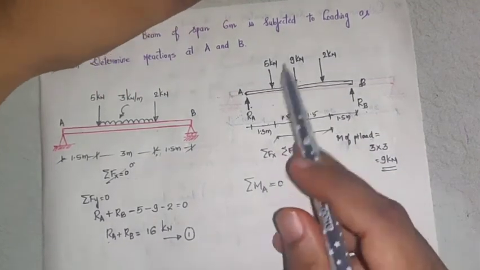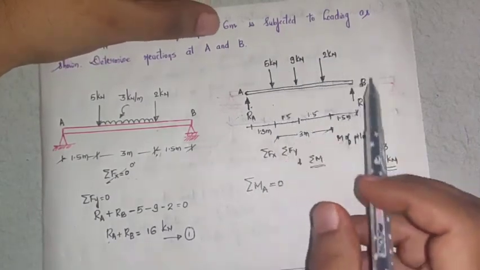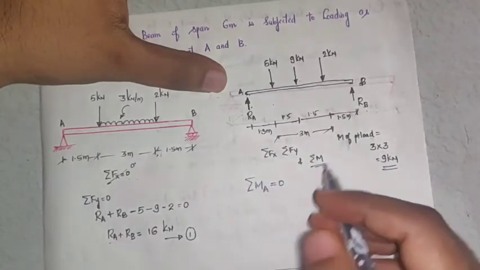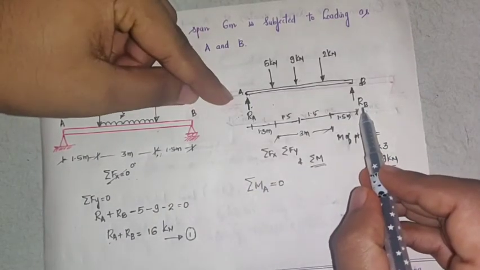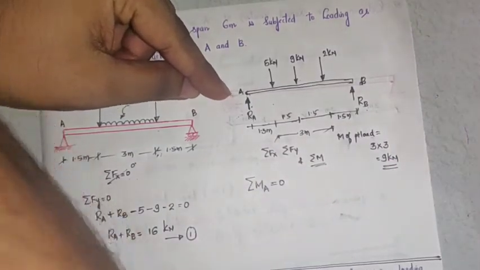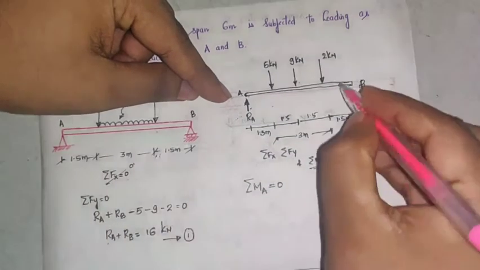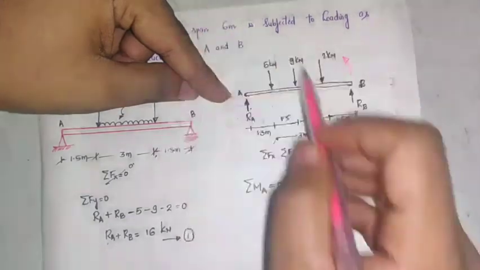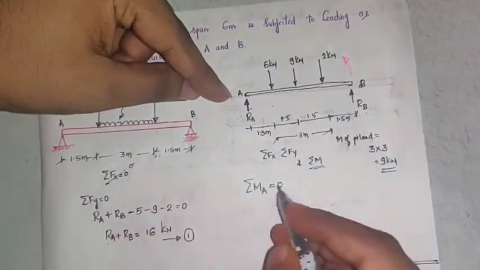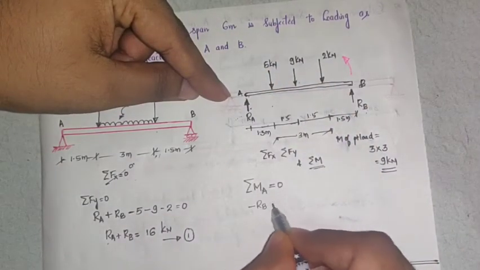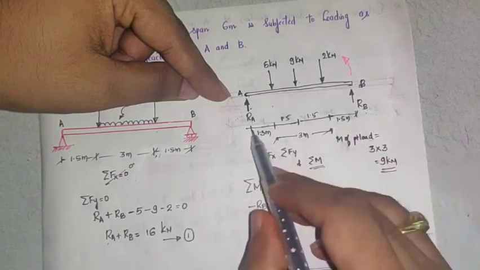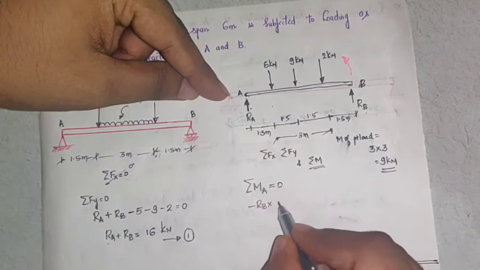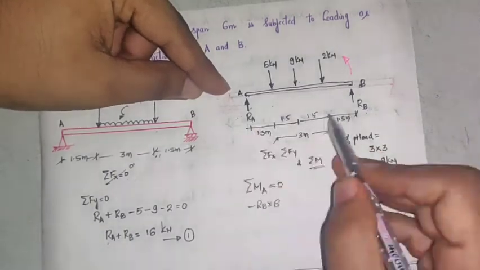That is, sum of moment of all the forces about A is equal to 0. Means Ra is 0. Now how will Rb rotate about A? It will rotate anti-clockwise. So I'll write this as minus Rb into, what is the perpendicular distance? 1.5, 1.5, 3, 4.5 and 6. So perpendicular distance is 6.